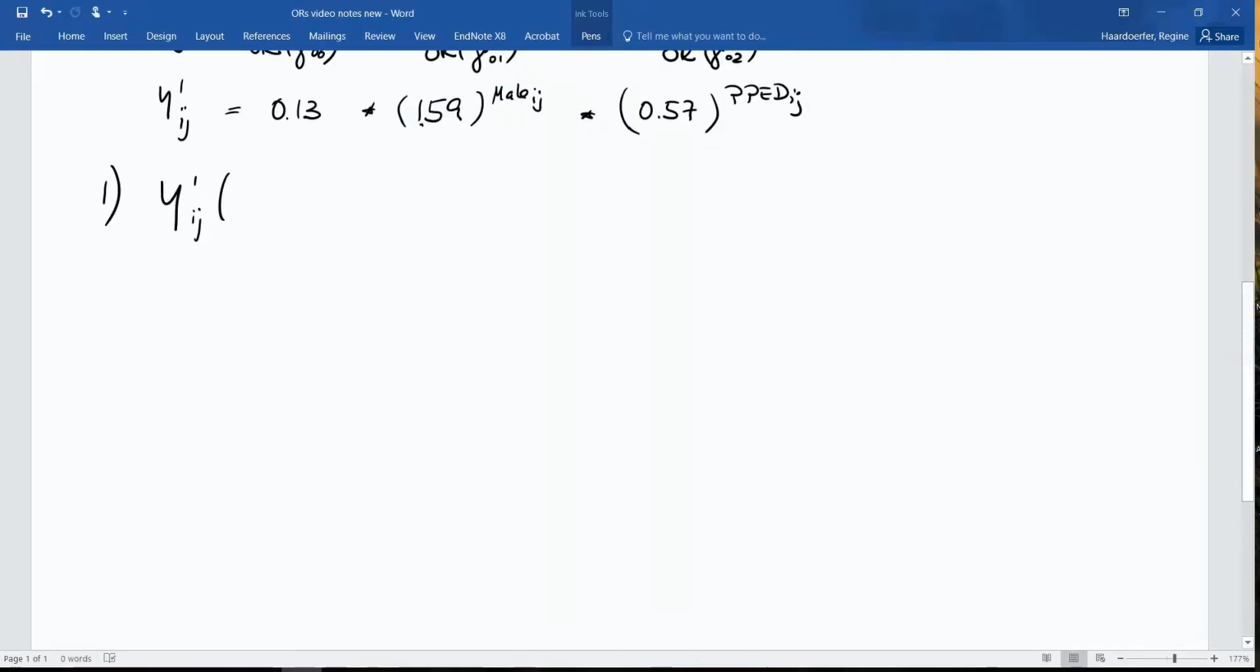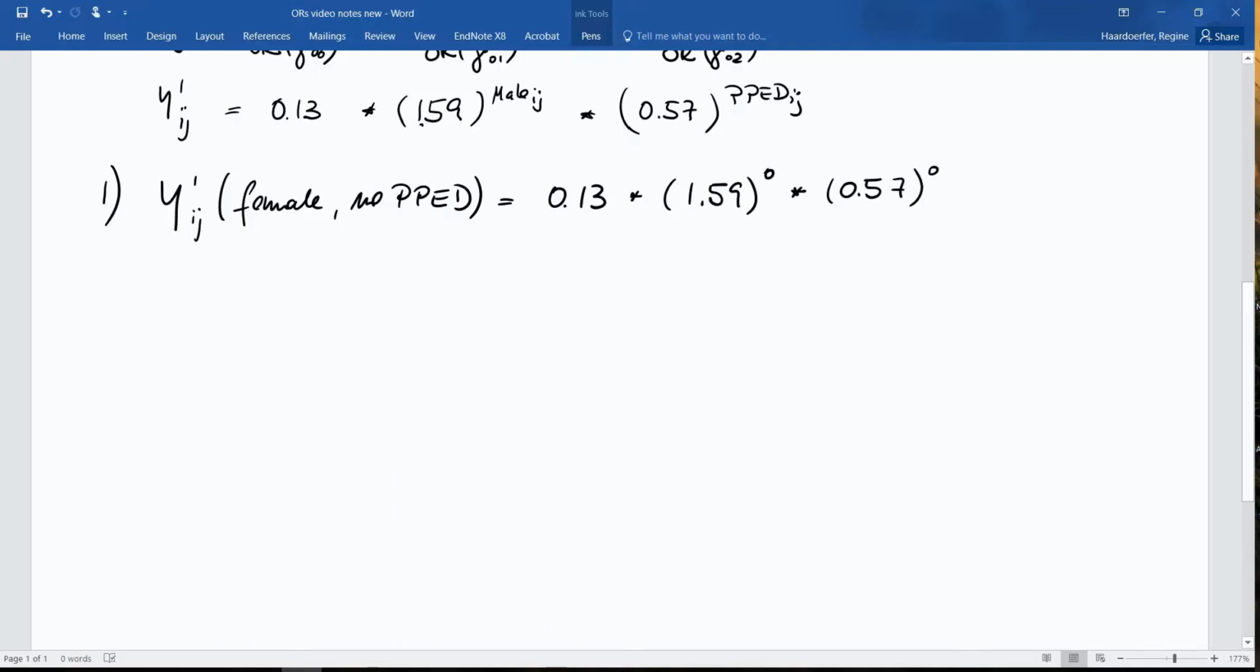Now we got it. So we're going to take a female student who had no pre-primary education. The prediction equation for that female student is 0.13 times 1.59 to the power of 0, because that's the gender coding, times 0.57 to the power of 0, because this female has no pre-primary education.